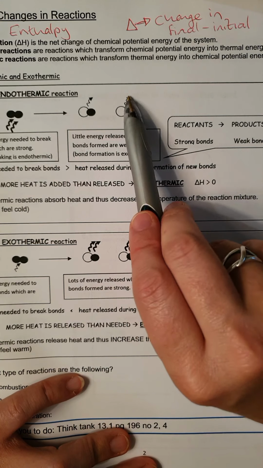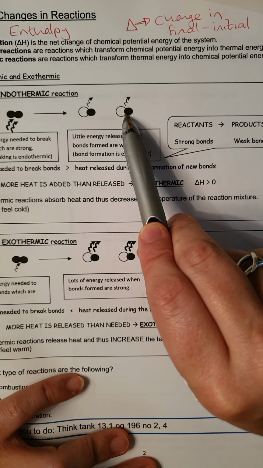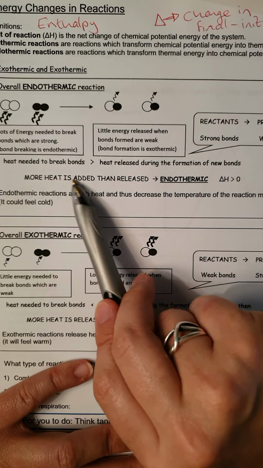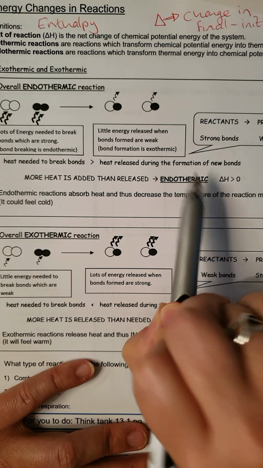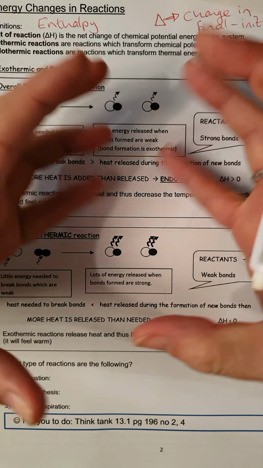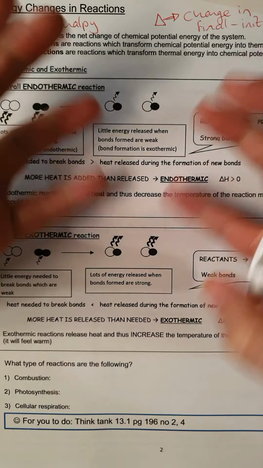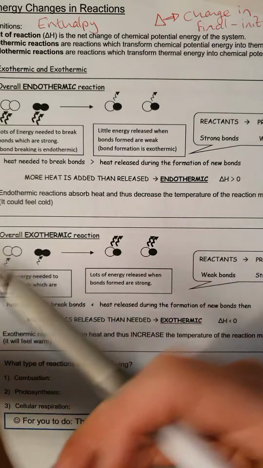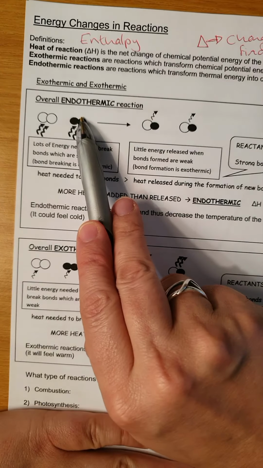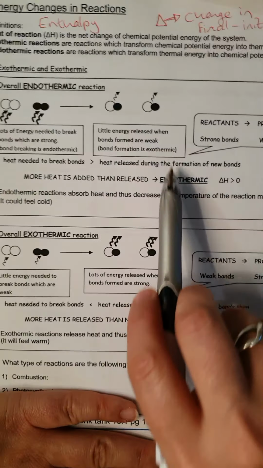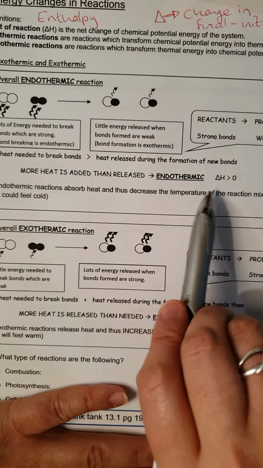Okay, because remember, the same amount of energy would be needed to break that. So more heat is added than released, and so that is endothermic. I want you to think of endothermic as inside, absorbing it inside. Endo is within. Okay, so the heat is being absorbed. So more heat absorbed than what was released.